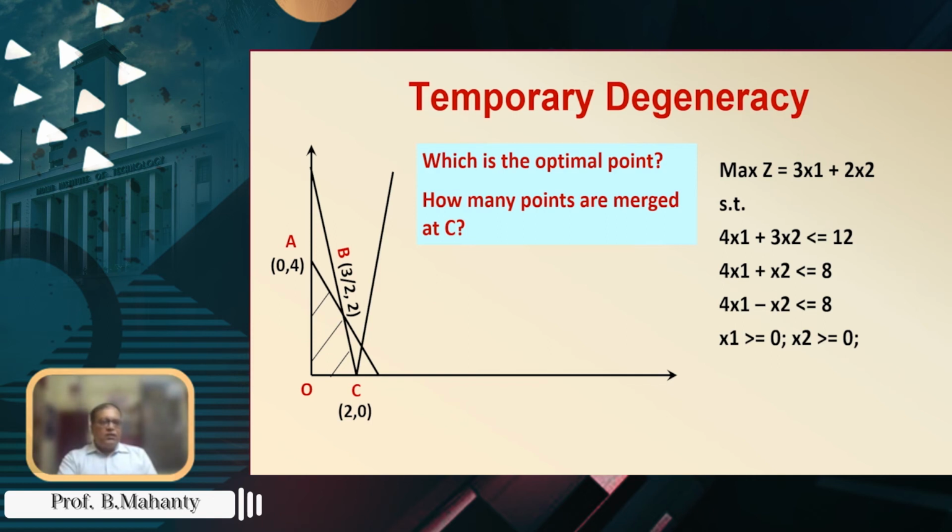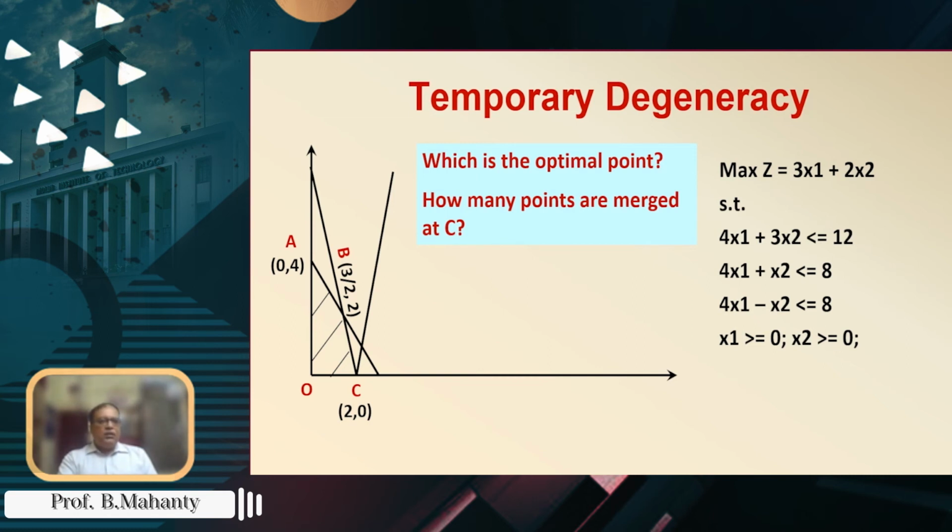You can solve also. This point is 3, 0. So the line from 4 to 3, 0 is 4x1 plus 3x2 less than or equal to 12. Then there are two more lines. One is 4x1 plus x2 less than or equal to 8. That is this line, right? It goes from 0, 8 to 2, 0. This point is 0, 8 and this point is 2, 0. So this line is basically 4x1 plus x2 less than or equal to 8. And this line is 4x1 minus x2 less than or equal to 8.